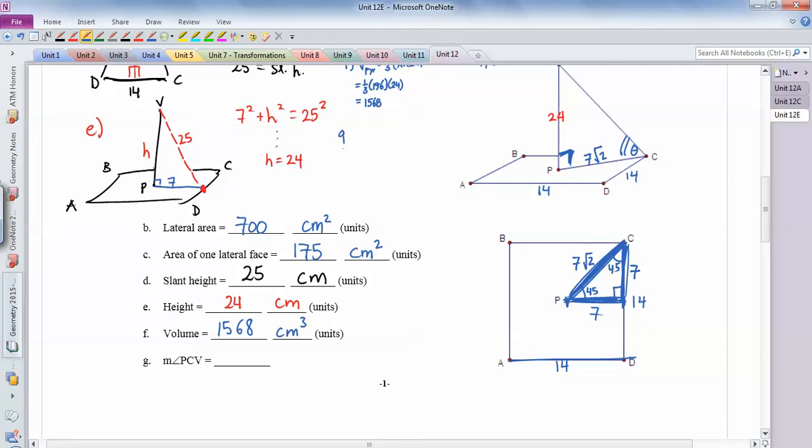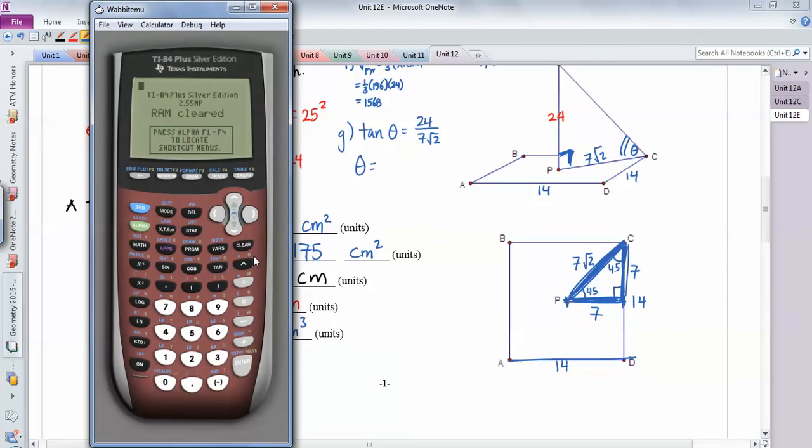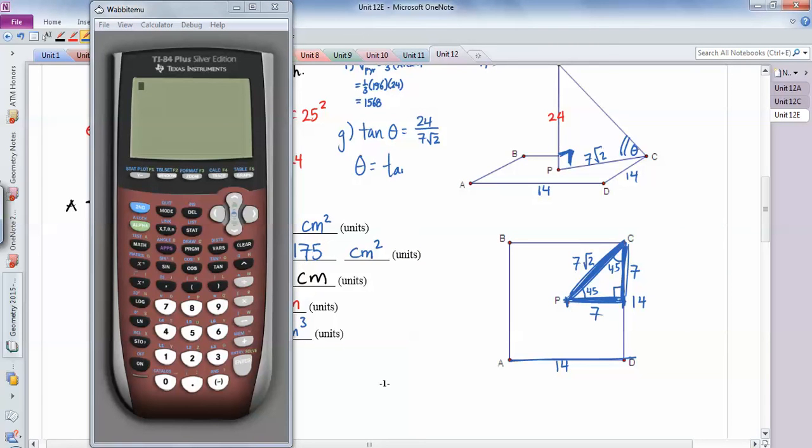So for G, we know that tangent of theta is opposite over adjacent. And then I'll go ahead and do this. So let's call up the calculator. I'll put it into degree mode. And then I want tan inverse of 24 over 7 root 2.